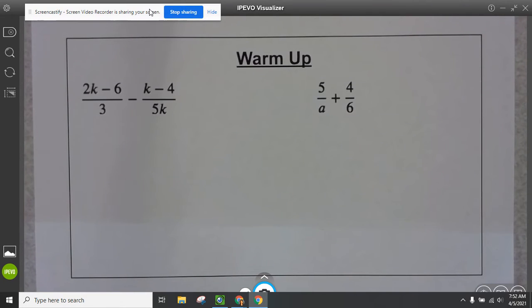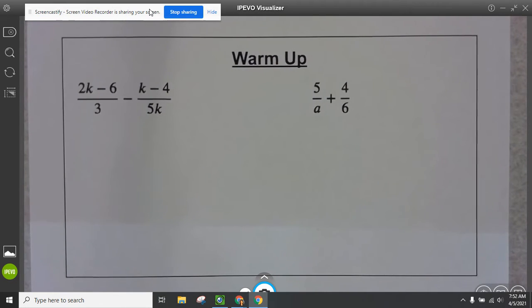All right, so we are going to work on our second day of adding and subtracting rational expressions. Before we get into the more complicated addition and subtraction questions, we're going to look at these two as a warm up. So go ahead and pause the video, try these two without me, and then we'll come back together and see how you did.